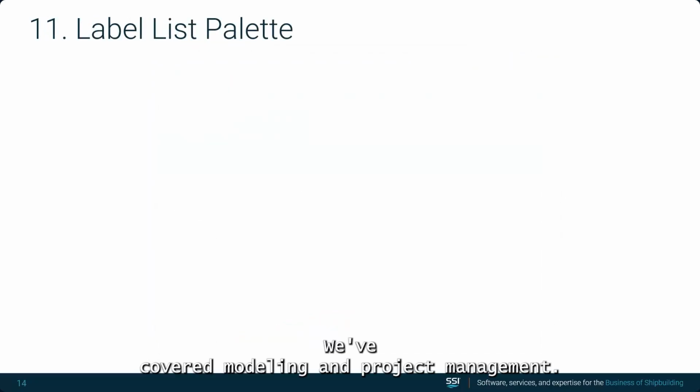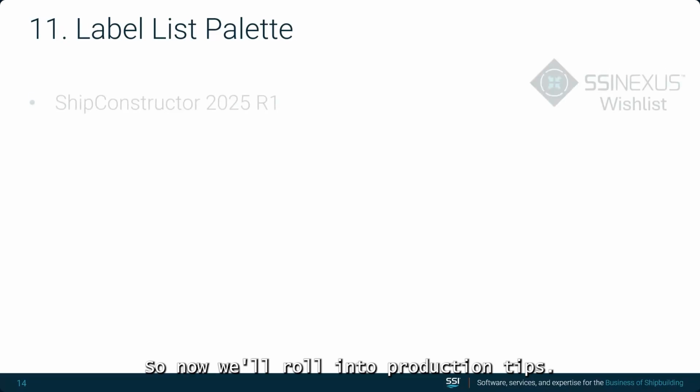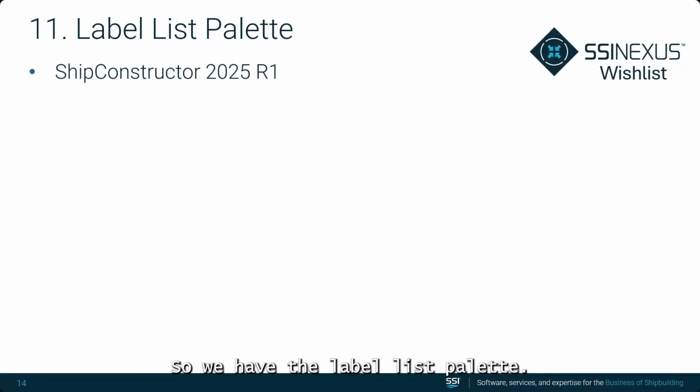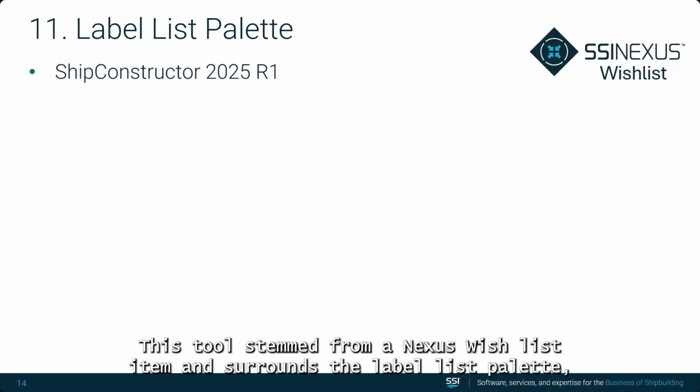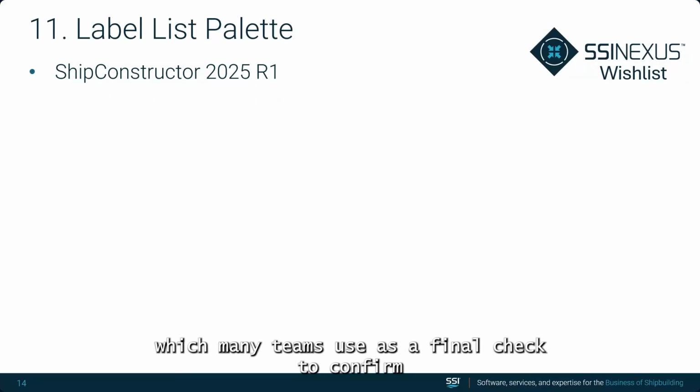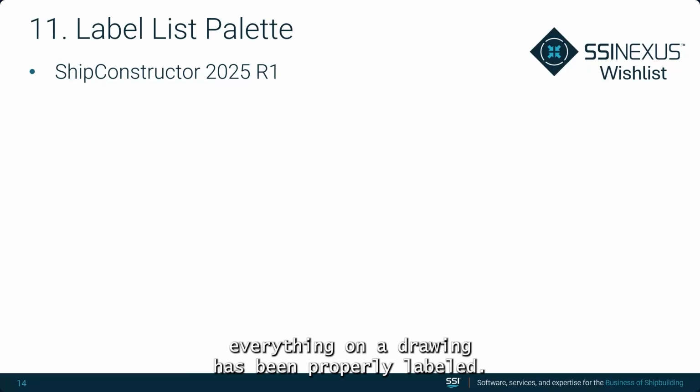We've covered modeling and project management, so now we'll roll into production tips. So we have the label list palette. This tool stemmed from a Nexus wishlist item and surrounds the label list palette, which many teams use as a final check to confirm everything on a drawing has been properly labeled.